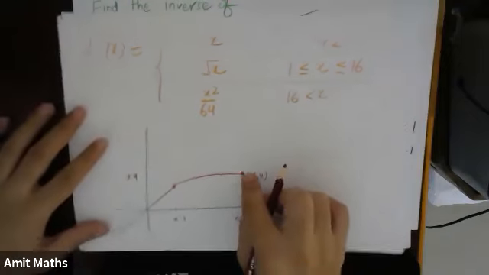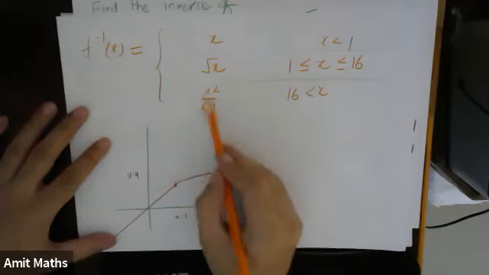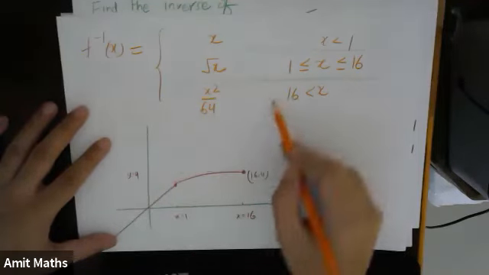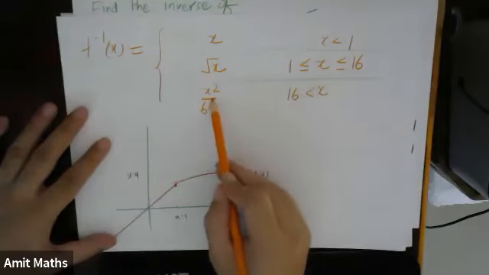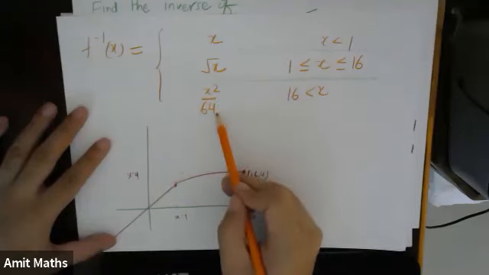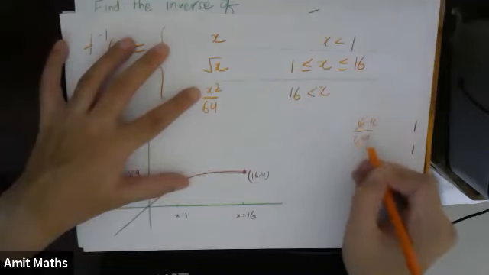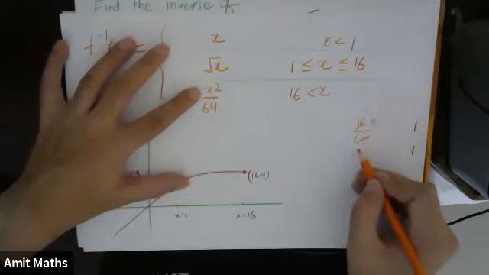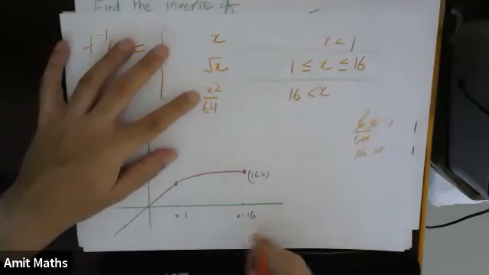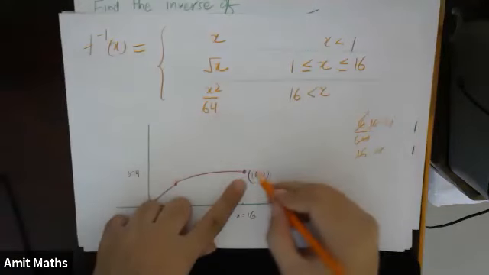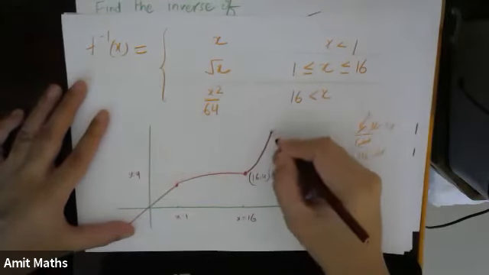Then after (16, 4), we have x square by 64. The x square graph will be something like this. Okay, so let's see at x equals 16, what we will get. 16 squared, that means 16 into 16 by 64. This will get cancelled: 4 fours are 16, so this is y equals 4. That means at x equals 16, y will be 4, and then it will move upward, something like this.